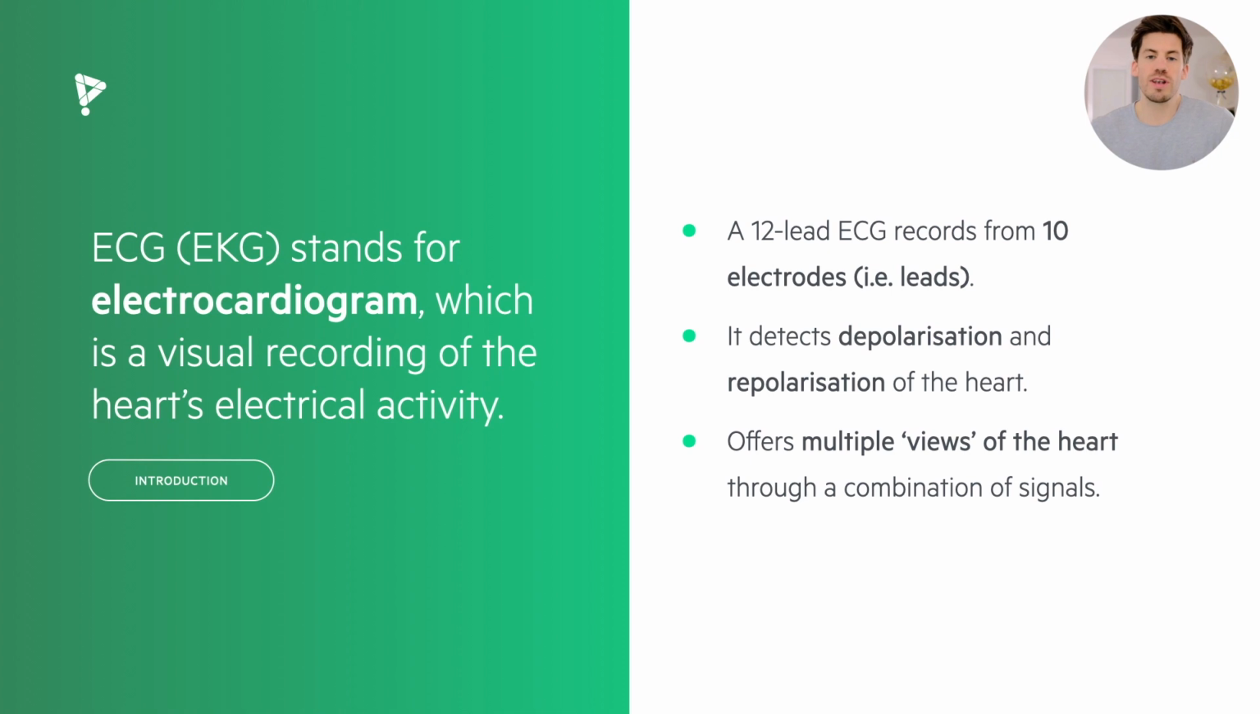Importantly, all the ECG is doing is offering multiple views of the heart through a combination of signals. It's the single electrical activity running through the heart, but we're viewing it from the left side, from the right, from underneath, from the top. We're just looking at loads of different positions of what's happening with that electrical activity.